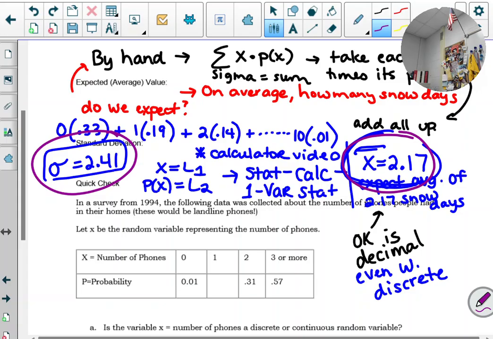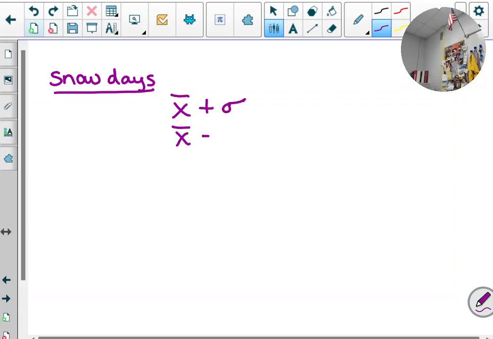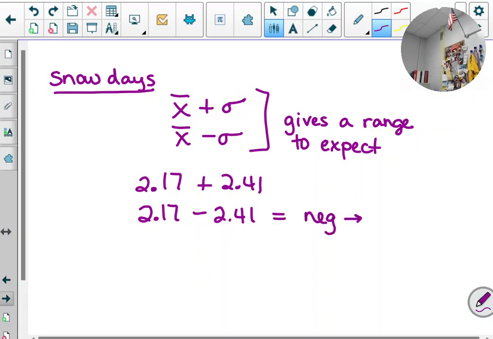So the mean, the average expected value, tells you a single number to expect. When we put the mean and the standard deviation together, that gives you a range of snow days to expect. So if we take our x bar plus our sigma and x bar minus our lowercase sigma, it gives a range of things to expect. Okay, so our 2.17 plus 2.41, and 2.17 minus 2.41. Well, in that case, this is negative, but we can't go lower than 0. So we're just going to say our bottom restriction is 0. Our upper restriction is about 4.56.